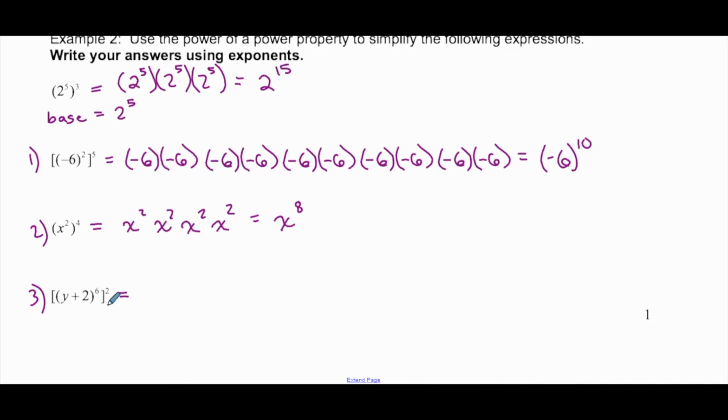This last one, the base is this whole expression, y plus 2. y plus 2 raised to the 6th and then raised to the 2nd. 6 times 2 is 12. So I'm going to have y plus 2 to the 12th, and that's as simple as it can get.